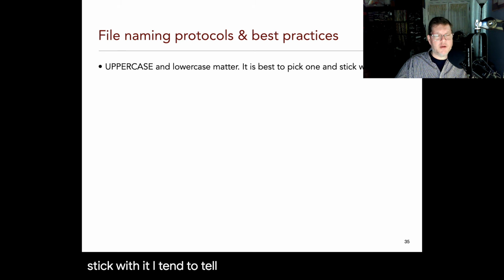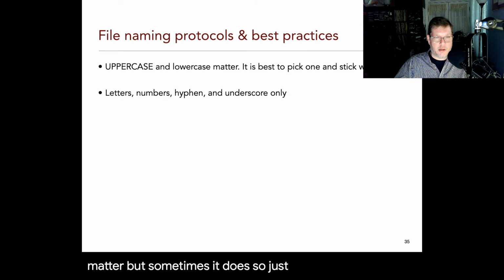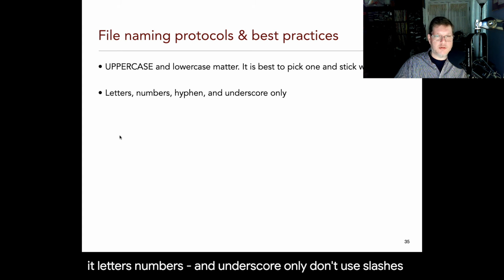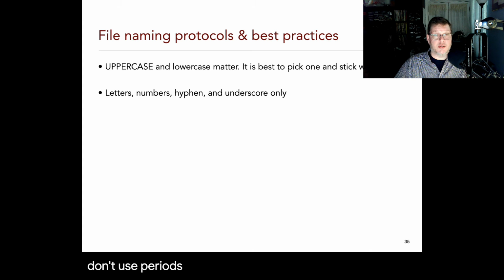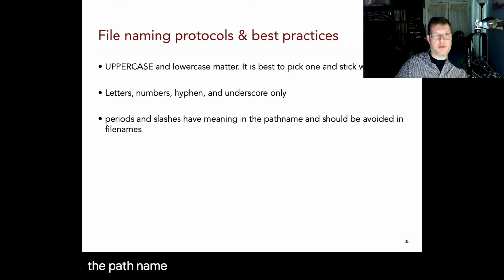I tend to type my file names just in all lowercase, because then I don't have to remember to hit shift. I don't mistype things. There are occasions where it won't matter, but sometimes it does. So just pick one and stick with it. Letters, numbers, hyphen, and underscore only. Don't use slashes, don't use periods, because those things mean something in the path name. And we'll talk about that again in a second.